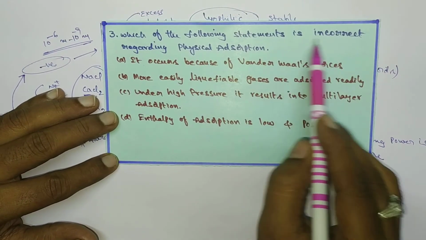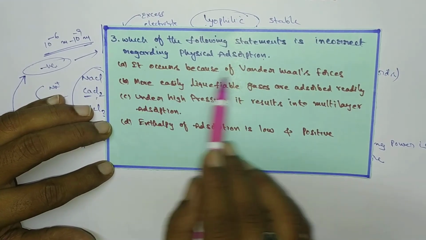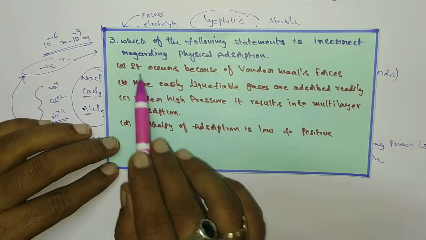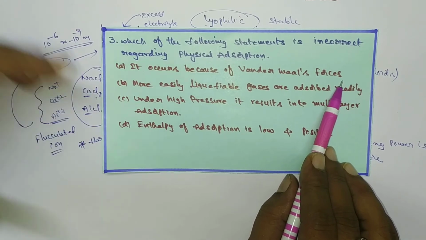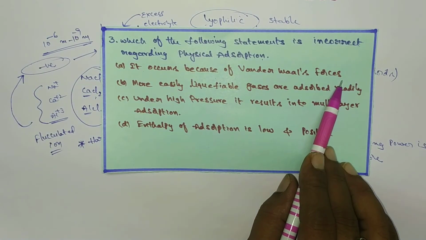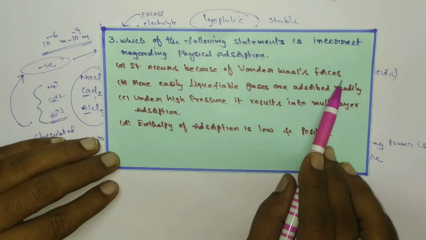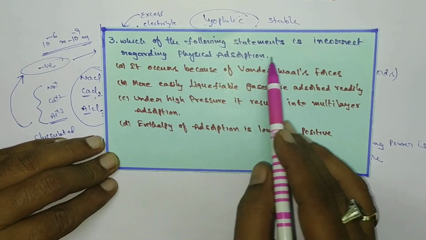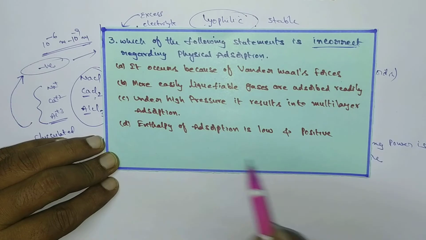Which of the following statements is incorrect regarding physical adsorption? Generally, you know the differences between physical and chemical adsorption. If you go through that content, you can easily solve this problem. It occurs because of van der Waals forces. It is correct, because there exist physical forces between adsorbate and adsorbent. If there are valency forces, that is called chemical adsorption. Van der Waals forces are physical forces, so it is physical adsorption. This is correct. Here he asked to find the incorrect statement.